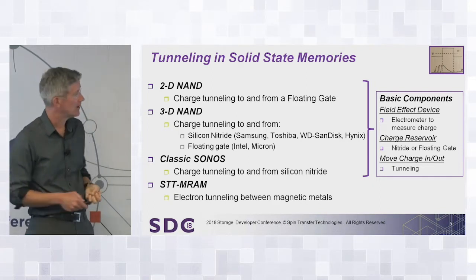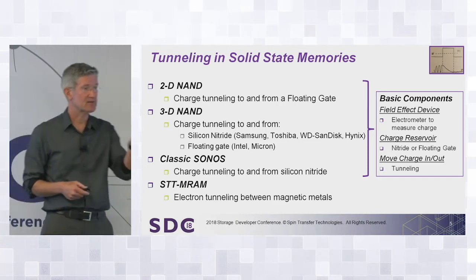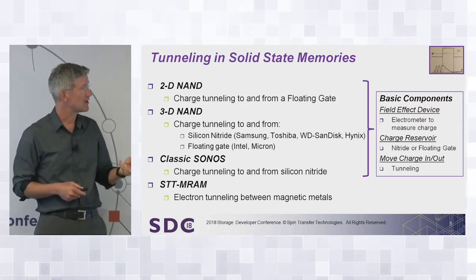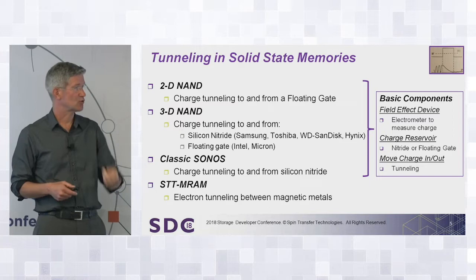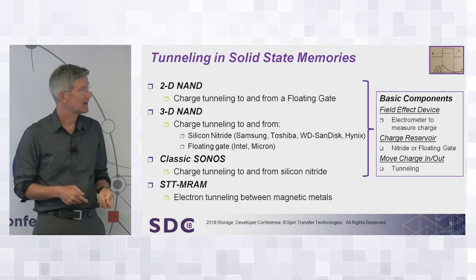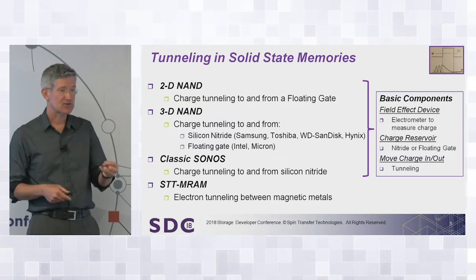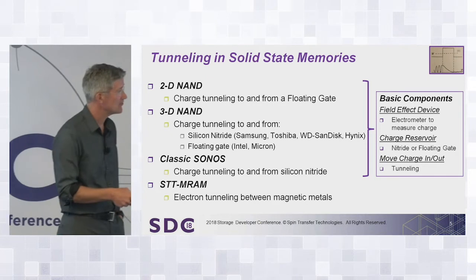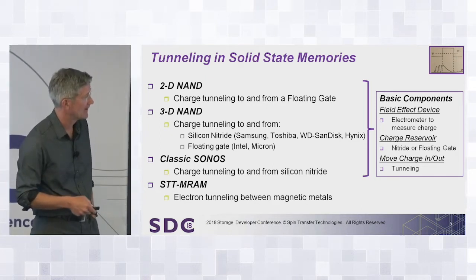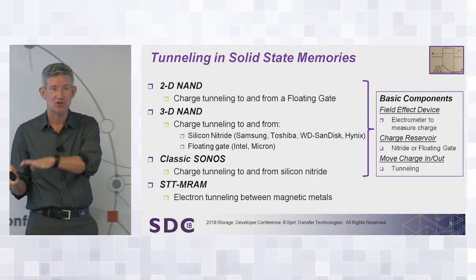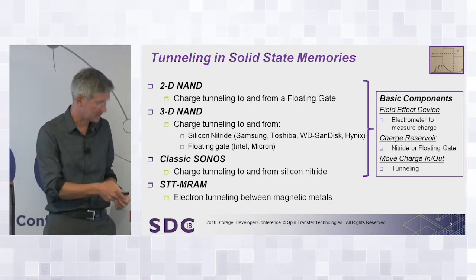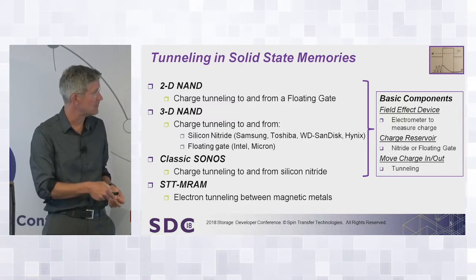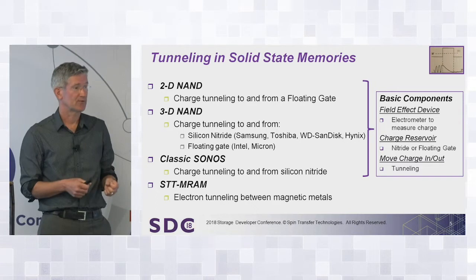When you boil it all down, you need a field effect device. You need a transistor, some kind of device that can be used as the electrometer for measuring the absence or presence of that stored charge. So that's the field effect device. Then you need the charge reservoir. You need to store it somewhere between the gate and the channel of the transistor. That's the reservoir, nitride or floating gate, silicon nitride or floating gate. And then you need a mechanism to move the charge in and out of that reservoir. That's the tunnel mechanism.